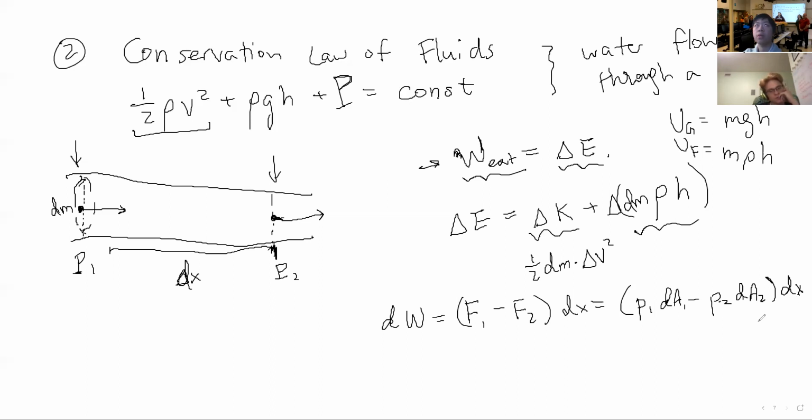Is there a dV here? Andrew, is there a dV here? Yeah, well, let's check the units. So this is F1 minus F2 in newtons, dx is in meters, so newton meters. I don't think there should be.